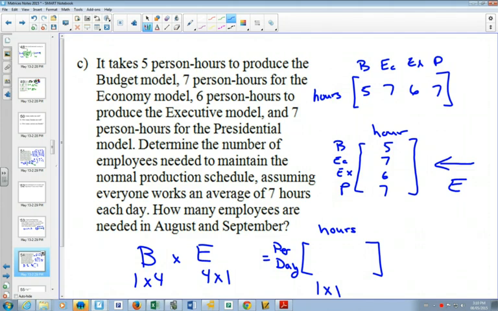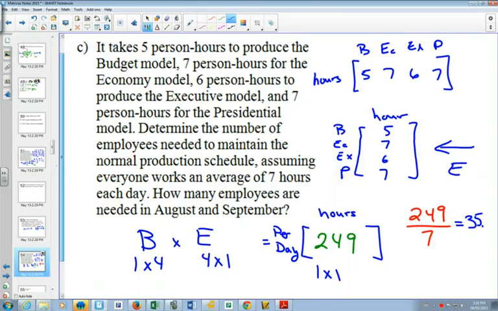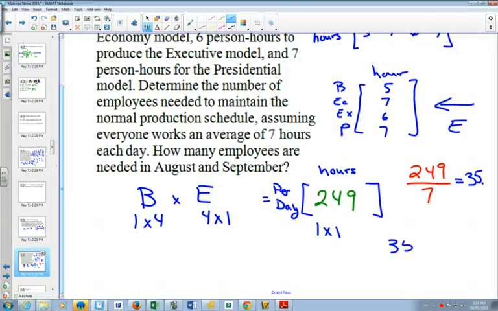Someone calculate how many hours already? 249. Which, of course, if you divide that by 7, doesn't work out nicely. What does it come out to? 35 point, let's see if I can, 35.571428 repeated. There we go.